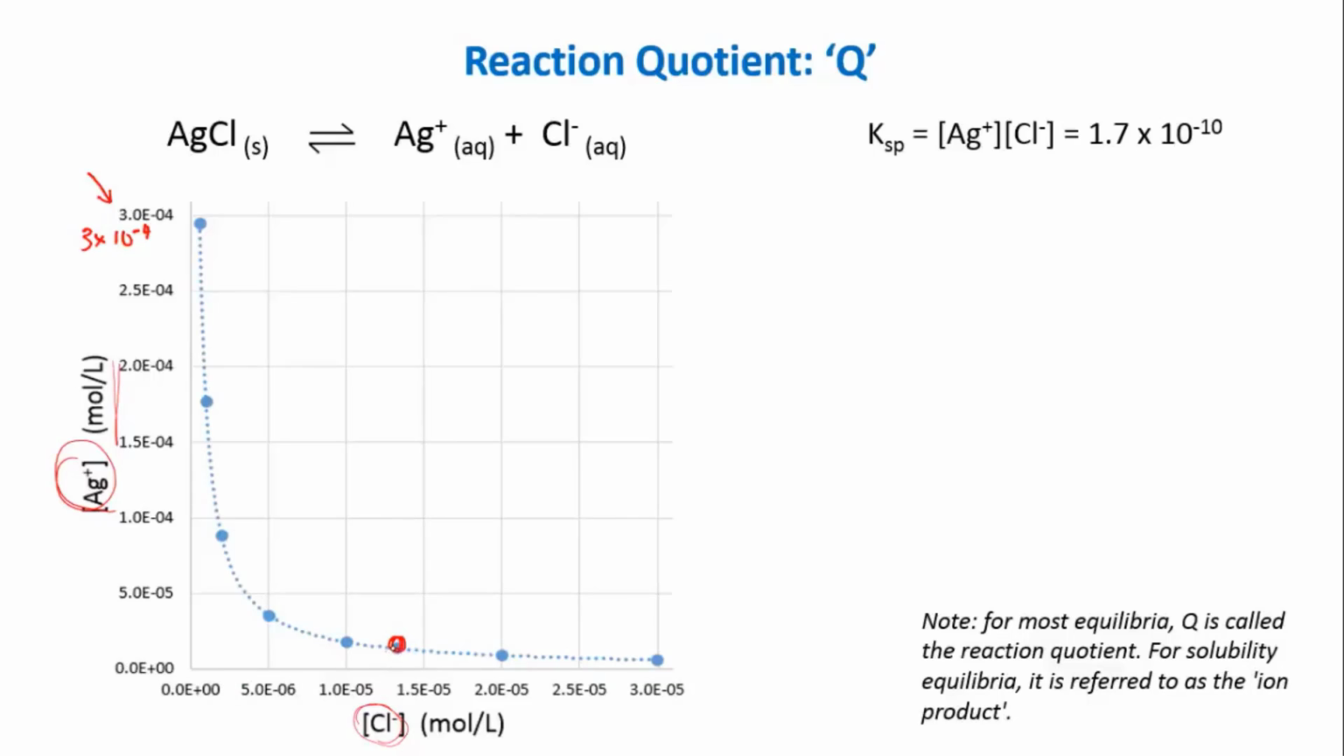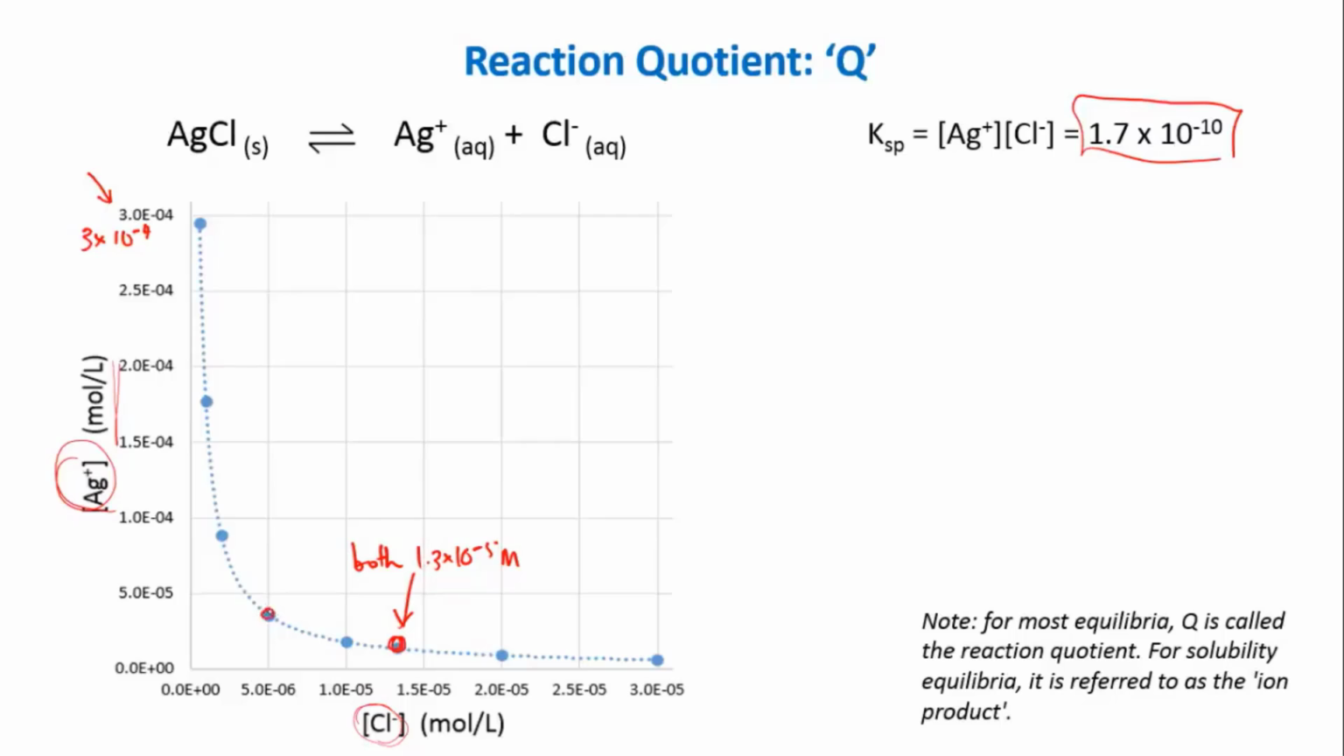This dot here represents the situation where you have equal concentrations of silver and chloride. That is, where they are both 1.3 times 10 to the minus 5 molar. When you multiply 1.3 times 10 to the minus 5 by itself, you get 1.7 times 10 to the minus 10, which is our KSP.